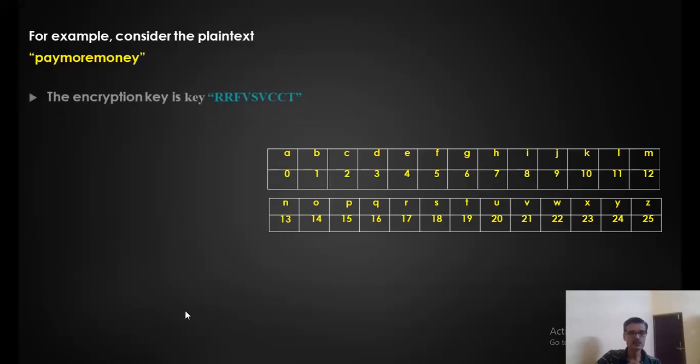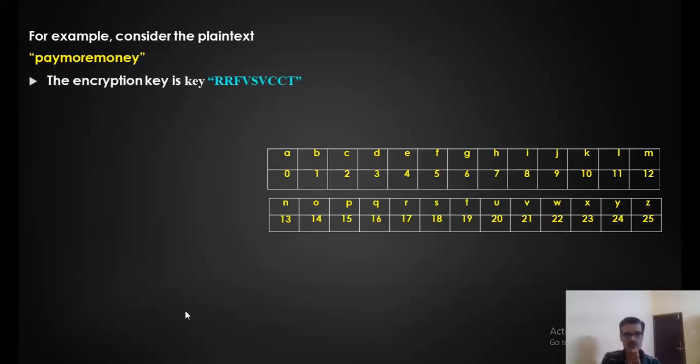The key I have considered, randomly taken, is RRF VSV CCT. These are 9 letters, so that I can represent them in the form of a 3 cross 3 matrix. What we are supposed to do here is convert these alphabets into the equivalent values and represent them in the form of a key matrix.